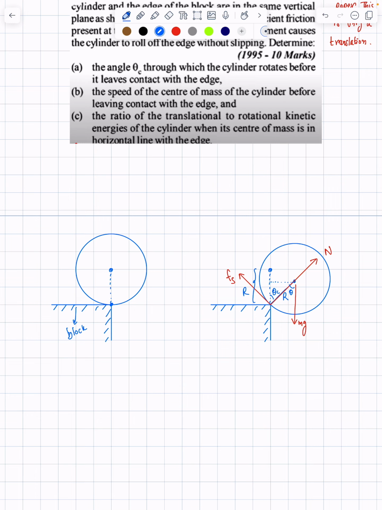So this is mg cos theta towards the center. So we have mg cos theta minus the normal force, and this net force has to provide the centripetal force. And let's assume the velocity of the center of mass at the point shown here is v, and the angular velocity is omega.